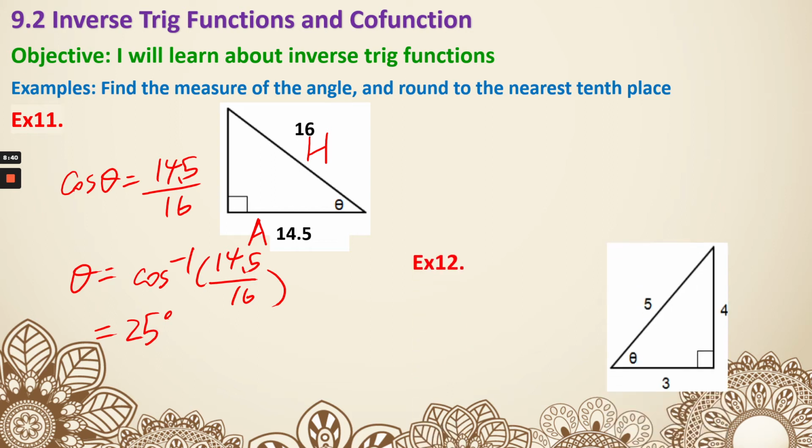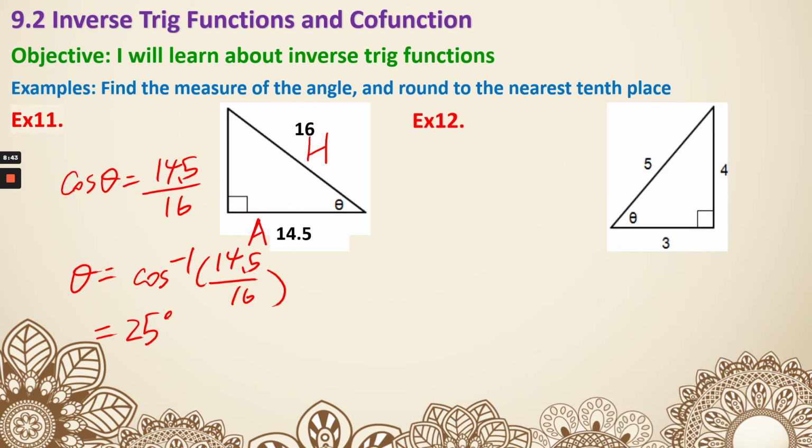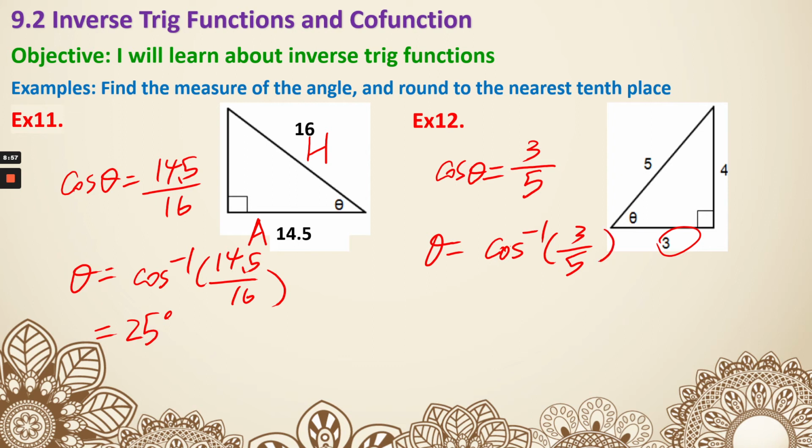Next, number 12. We can, 3 sides are given, we can use any of them, so I'm just going to use cosine this time. So cosine theta, the adjacent, which is 3/5. Theta is the inverse cosine of 3/5. That's going to give us 53.1 degrees.